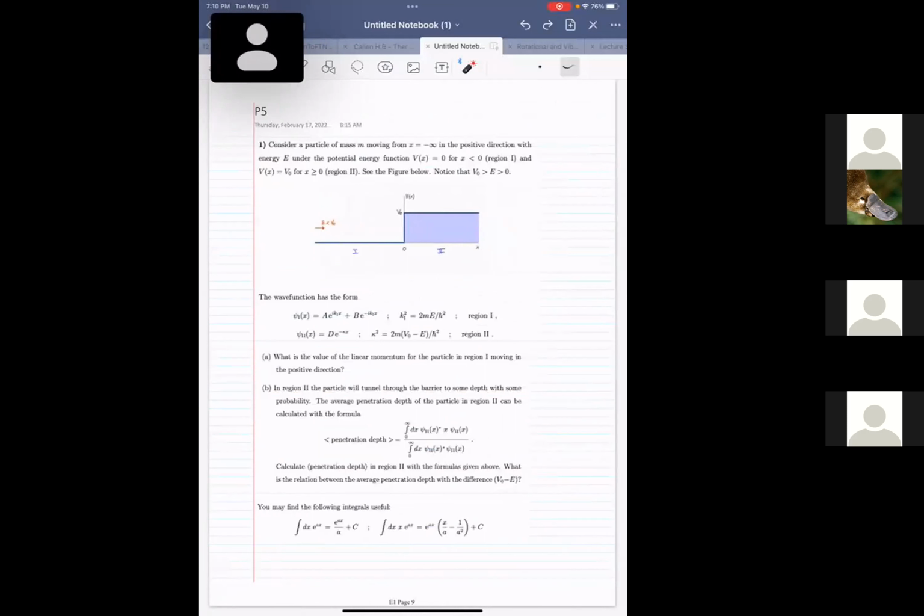Okay, so consider a particle of mass m moving from x equals negative infinity in the positive direction with energy E, with a potential energy V of x, and for x less than 0, region 1. And V of x is equal to V0 for x greater than or equal to 0, region 2. And you can see the figure below. And the wave function has the form here.